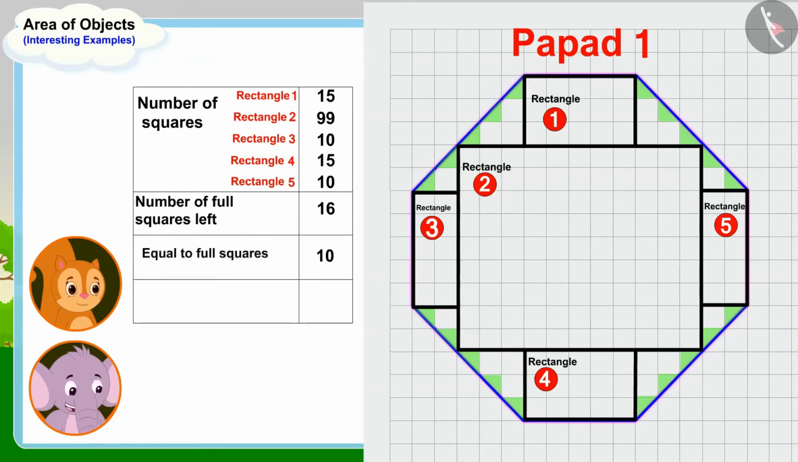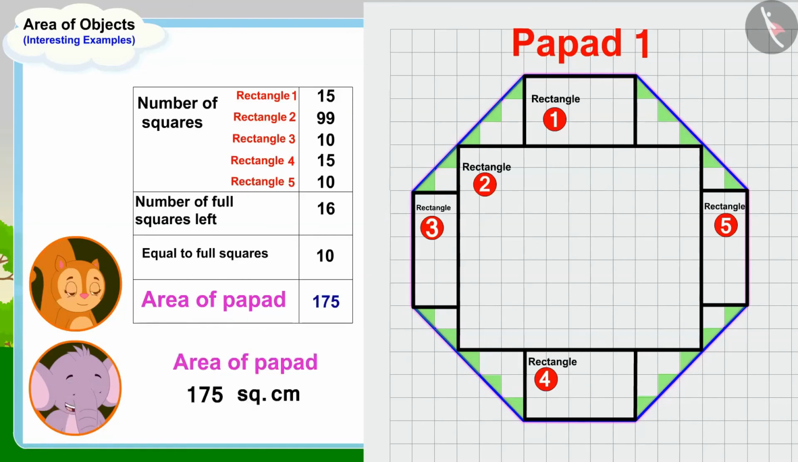Now this is very easy. To find the area of this popper, we just have to add the numbers of all these squares. Look, Chanda, there are 175 squares in total in the area of this popper. In other words, the area of this popper is 175 square centimeters. Appu explained to Chanda.